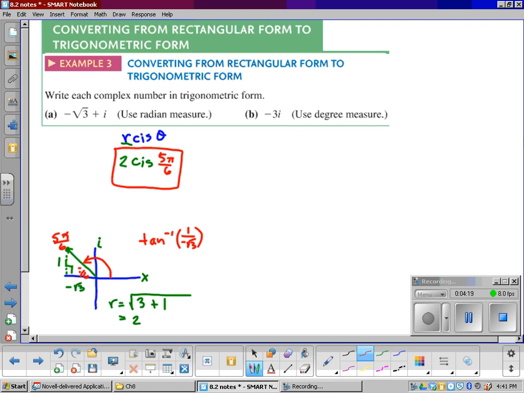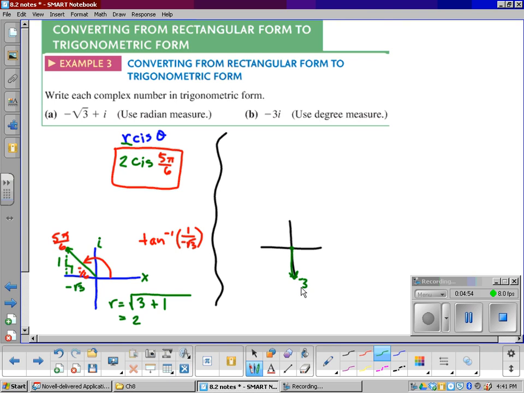Now let's look at example B here. This one, for some reason, people think it's going to be more difficult, but it's actually much easier, and you'll see this when you do that first step, when you sketch it. Because there is no real part, all that means is I'm not going to go to the right or to the left for the real part of the number, because the real part is 0. But I'm going to travel negative 3 in the imaginary direction. So my vector looks something like this right here.